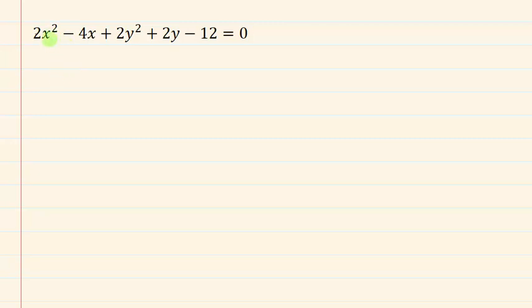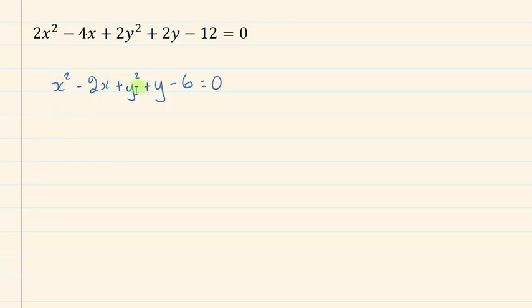To find the centre and radius of the circle whose equation is 2x squared minus 4x plus 2y squared plus 2y minus 12 equals 0, we begin by noticing that all the terms have a common factor of 2, so we'll divide through by 2 to begin with to simplify things. So dividing every term by 2 gives us x squared minus 2x plus y squared plus y minus 6 equals 0.